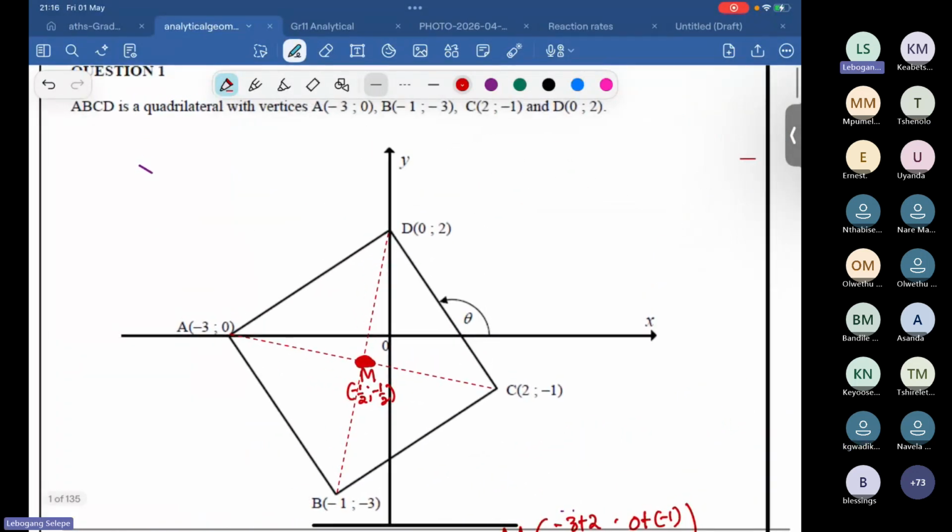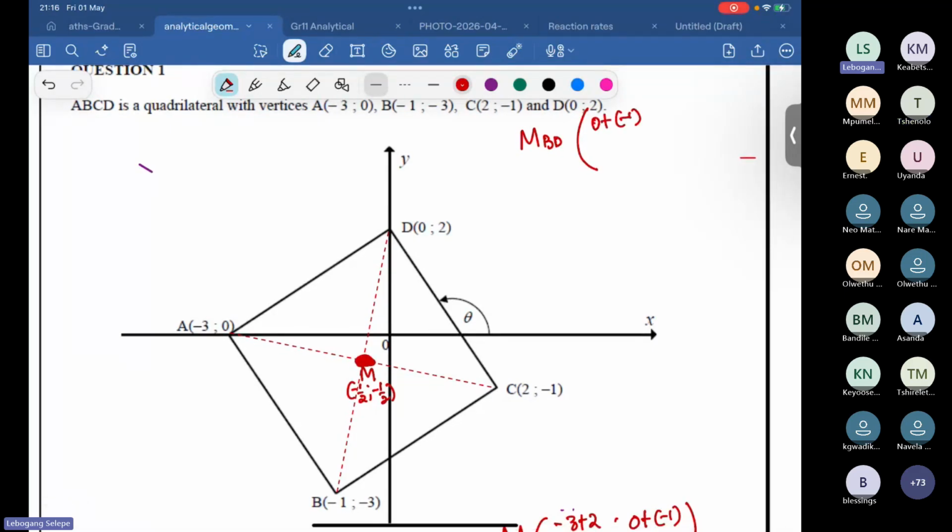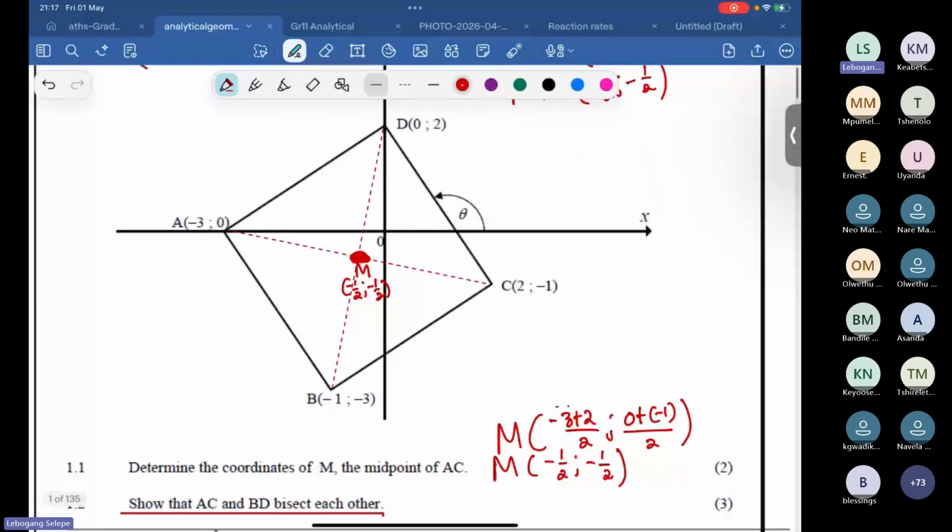Till the midpoint of BD. Midpoint of BD, yes, it's going to be (0 plus negative 1) all over 2, and (2 plus negative 3) all over 2. Perfect. And now, if you do the math really well, this is going to be negative 1 over 2, negative 1 over 2, which is the same answer that we got for the first one.